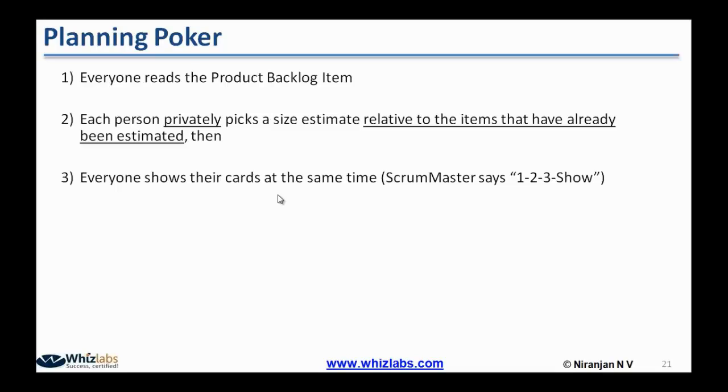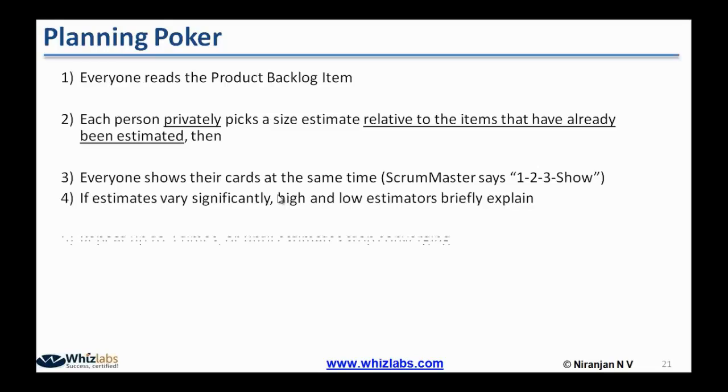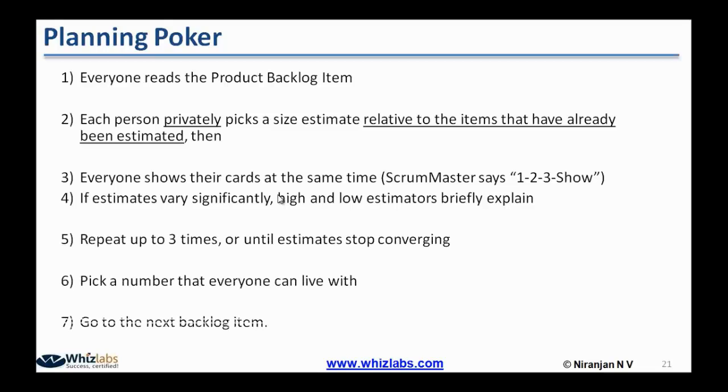And if the numbers cannot be converged, it will go to the third round. Okay, so as and when we keep increasing the rounds, the numbers start getting converged. So finally, maybe after a few rounds, the team may agree on a particular number. Only when they agree on a particular number will they go to the next product backlog item. So they will finish like that for all product backlog items.